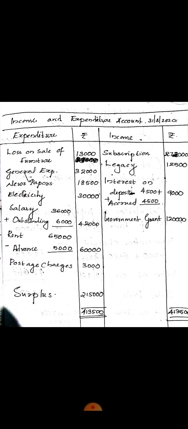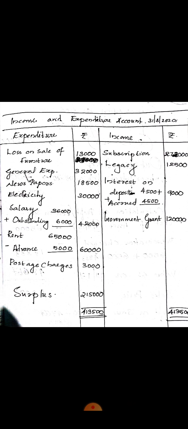Total rent paid during the year is 65,000. Advance rent 5,000. Rent paid includes an advance rent of 1 month. So 65,000 is the rent for 13 months. So 1 month's rent is 65,000 divided by 13, rupees 5,000. That is the advance rent.